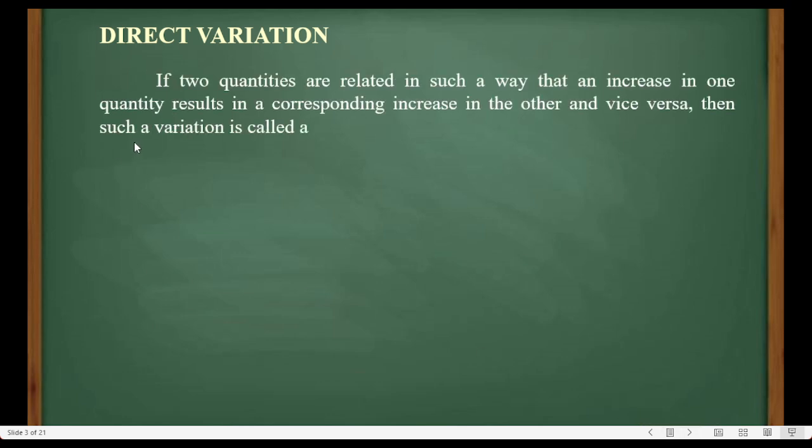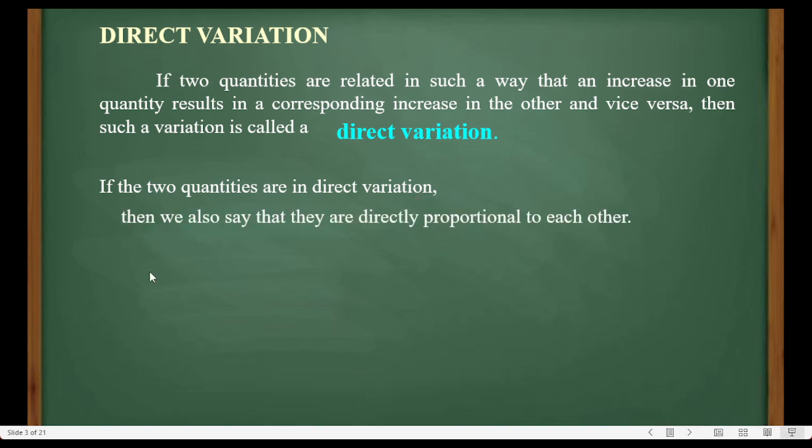Let us take the first type of variation, and this is direct variation. If two quantities are related in such a way that an increase in one quantity results in a corresponding increase in the other and vice versa, then such variation is called a direct variation. If two quantities are in direct variation, then we also say that they are directly proportional to each other.